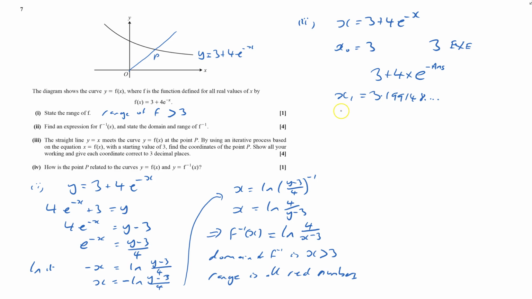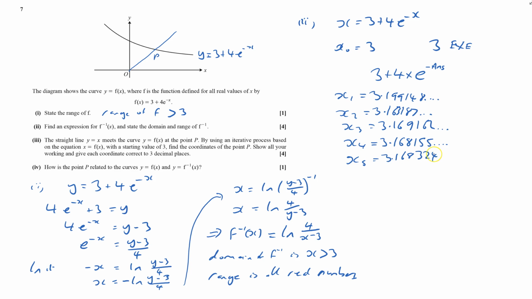When I press it again, instead of the answer being 3, the answer is now going to be this. And that gives me x2 equals 3.163187. x3 equals 3.169162. x4 equals 3.168155. x5 equals 3.168324.